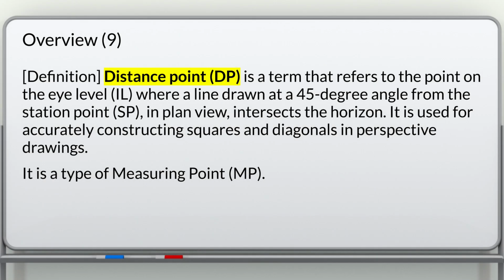Distance point is a term that refers to the point on the eye level where a line drawn at a 45-degree angle from the station point, in plan view, intersects the horizon. It is used for accurately constructing squares and diagonals in perspective drawings. It is a type of measuring point.